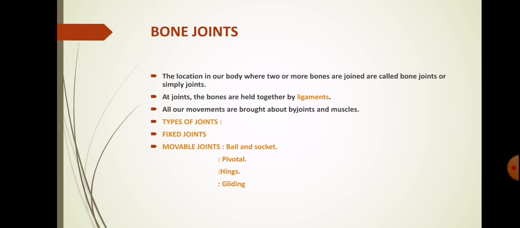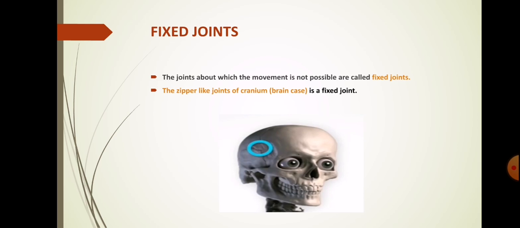There are some parts in our body where the bones are not movable. More than two or three bones are joined together, but they are not movable, and that's why those joints are called fixed joints, or immovable joints. They are basically zip-like joints. How we use a zip to join two parts, and because of that those parts do not move, the same way fixed joints are zipped with each other.